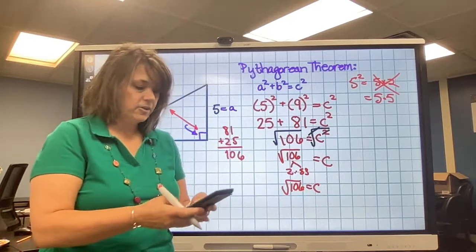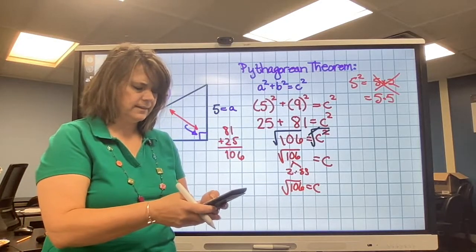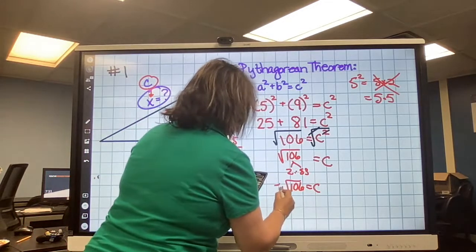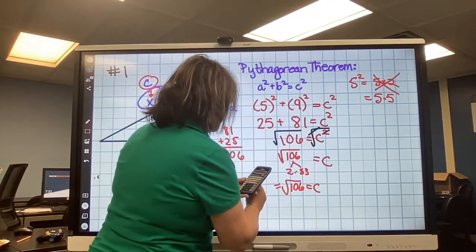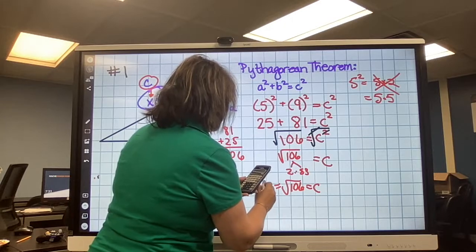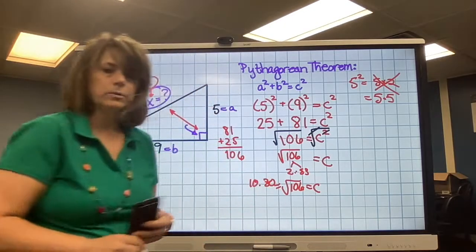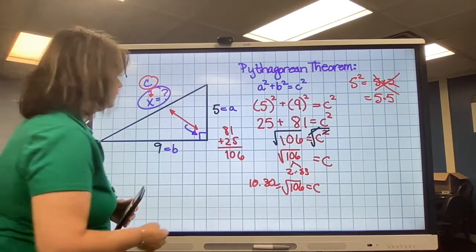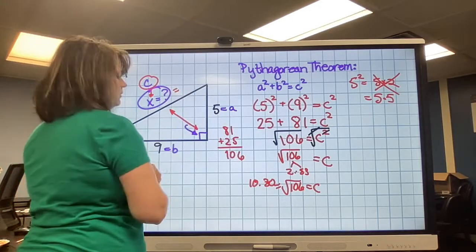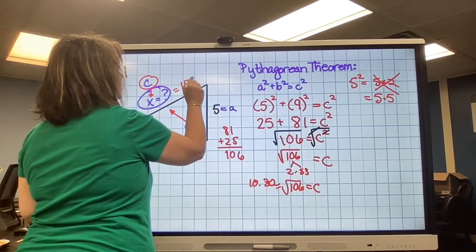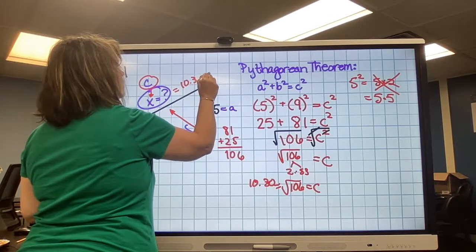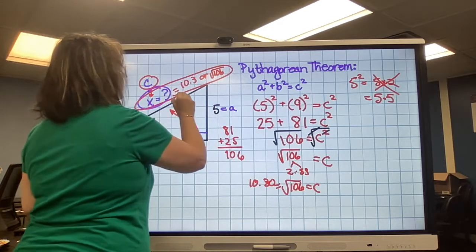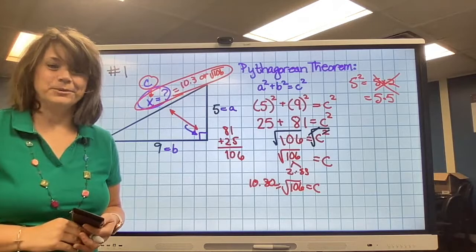Or we could take our calculator, plug in 106, and hit the square root button, and see that c, the square root of 106, is also 10.30 if we're rounding. So either one of those answers should be acceptable. So we have found that our value of c is either 10.3 or the square root of 106. And that would be our answer for that example.